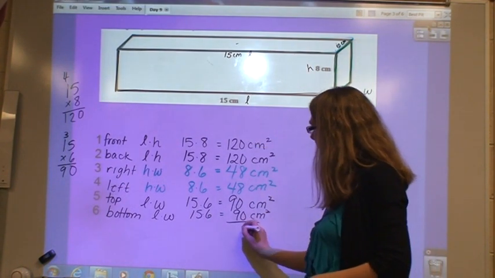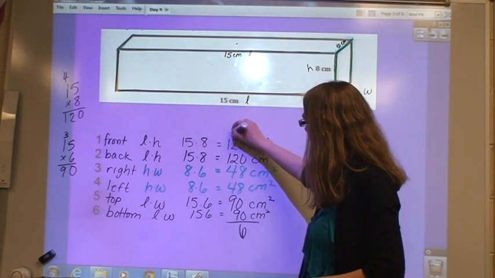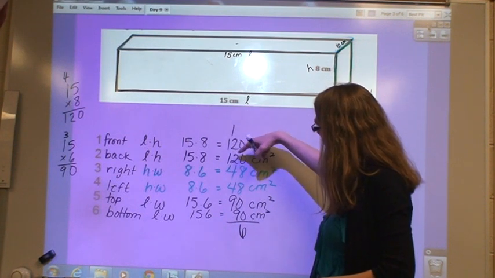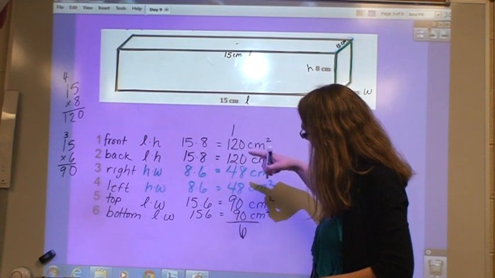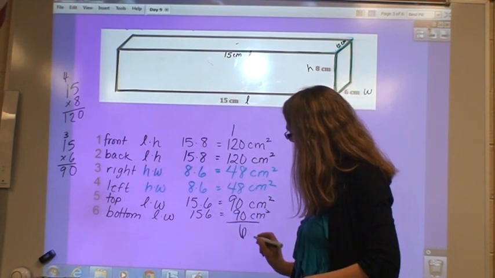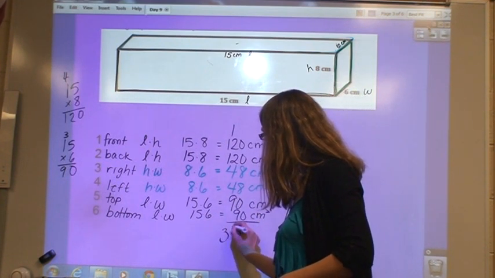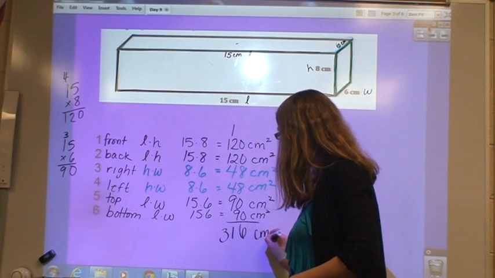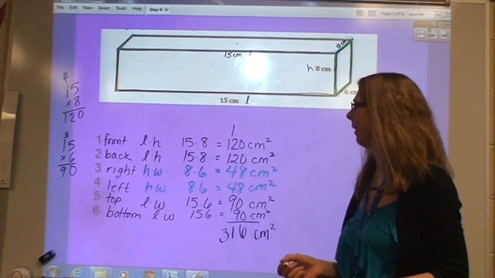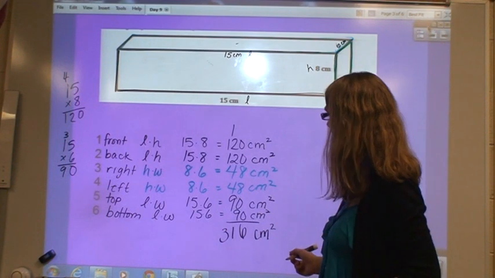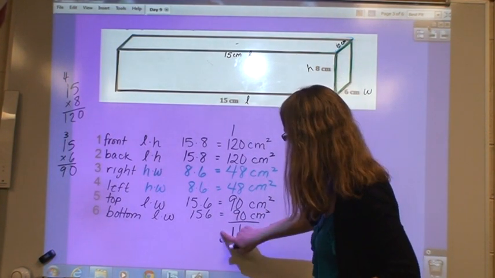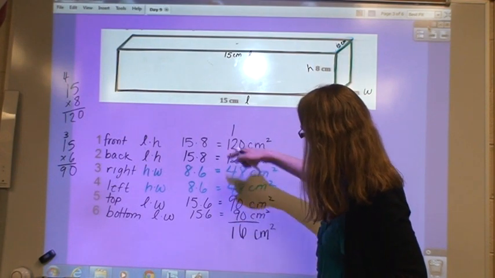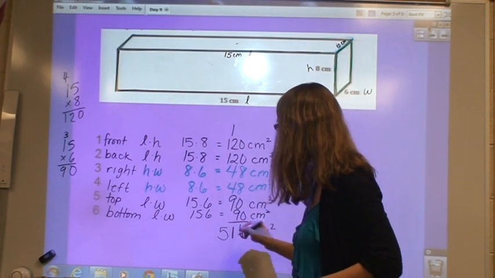I have 16, 2, 3, 4, 5, 9, 13, 22, 22 and 9 is 31. So 316 centimeters squared. You might want to check my math on that because I did that sort of quickly. I might be off. In fact, I can tell already I'm off. I have these ones over here, so maybe it's 516. I better check that again.